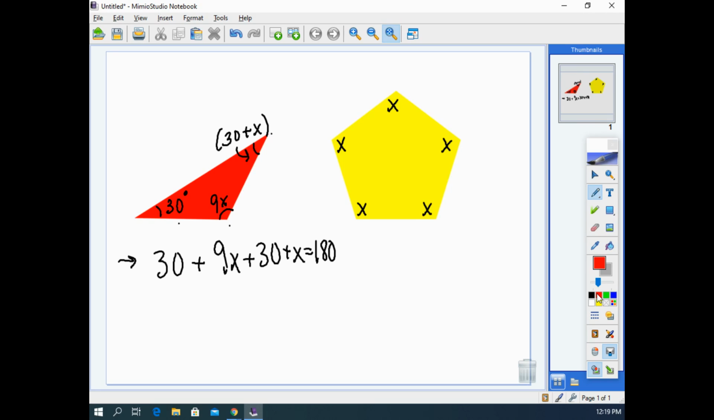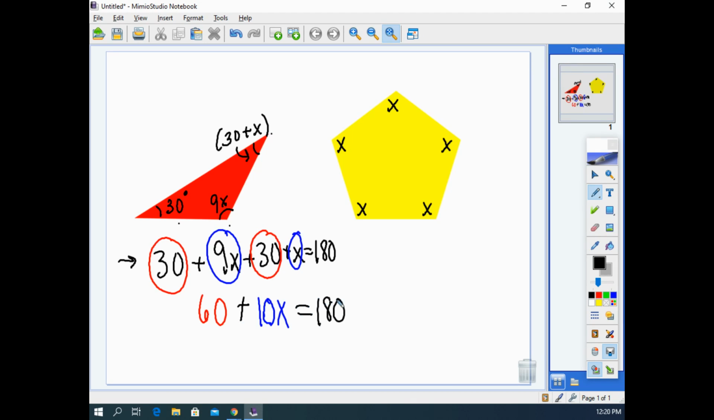So in this equation right here, I need to combine like terms so I can get my variable by itself. So I see a 30 and a 30. I can combine those. 30 plus 30 is 60. Now I also see some x values. So I see 9x and 1x. I can combine those and I get 10x. Since both of those are positive, I'm going to be adding those together. They should equal 180 degrees.